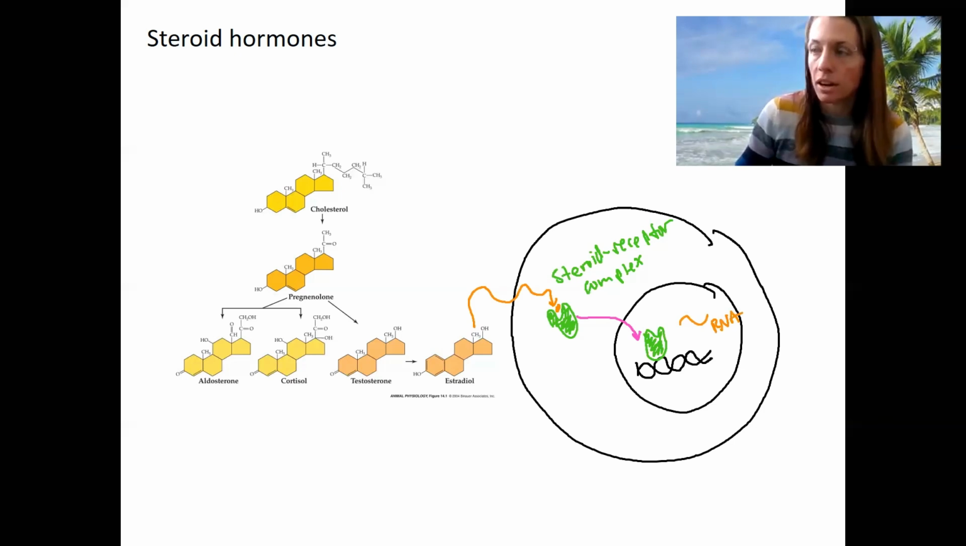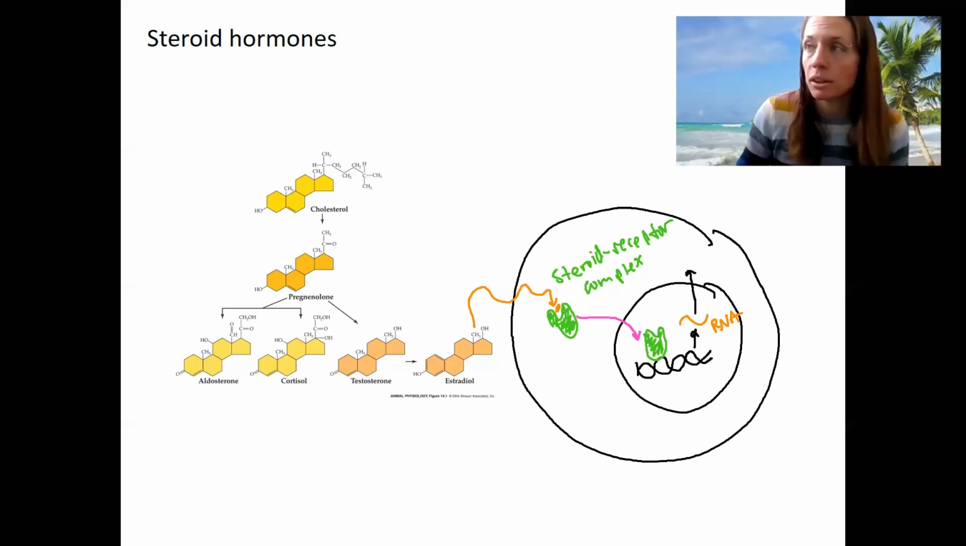What's going to happen to that RNA? It's going to be made into protein. The steroid receptor complex isn't involved in that, but it initiated this pathway. And ultimately, we are going to make a protein. What protein this is depends on the steroid receptor. The steroid depends on different receptors, depends on all kinds of things.